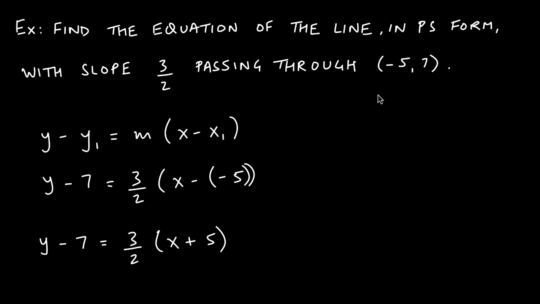Replace y1 with the y-coordinate, which is 7, so the 7 gets replaced here. M gets replaced with the slope, 3 halves. And then you have x minus. Now notice x1 is already negative, so I have to put that term in parentheses. The negative times a negative would make it a positive, so this is our answer in point-slope form.